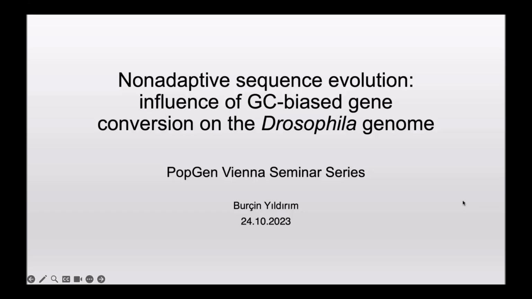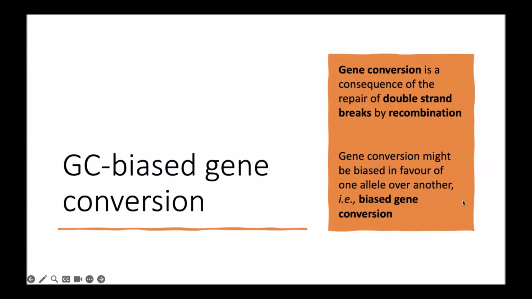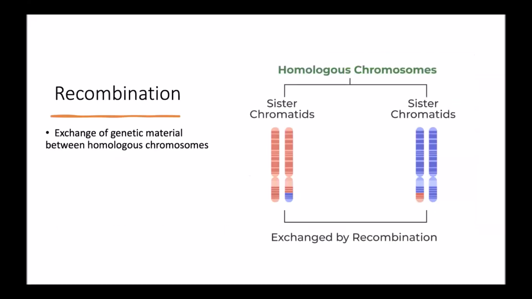Starting with a broad definition, gene conversion is a result of the repair of the double-strand breaks during recombination. And if during this conversion one allele is predominantly favored over the other, we call it biased gene conversion. To build the foundation, I will dissect each of these terms and provide individual explanations, starting with recombination.